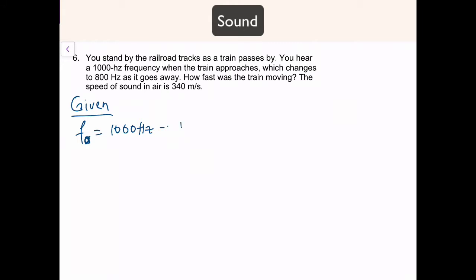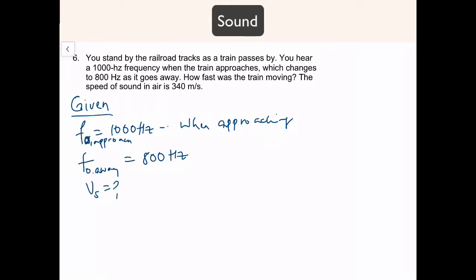This is when the train is approaching. When the train is moving away, let me use approach and away, you are hearing 800 Hertz. So how fast was the train moving? So now the speed of the source you are asked to determine.